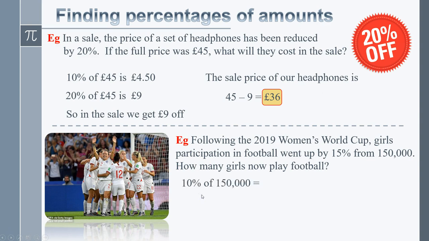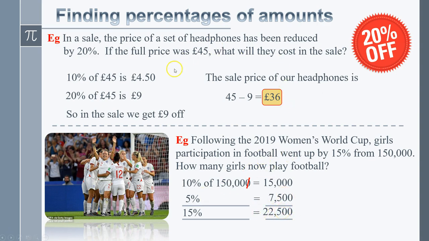So here we go again, 10% of 150,000. Let's go for the chop a zero off idea. So that gives us 15,000. 5%, we've seen that before in this video, is going to be half of 15,000. So that's 7,500. So my 15% is simply going to be those two numbers added together. So that's 22,500. So that represents my increase in girls.